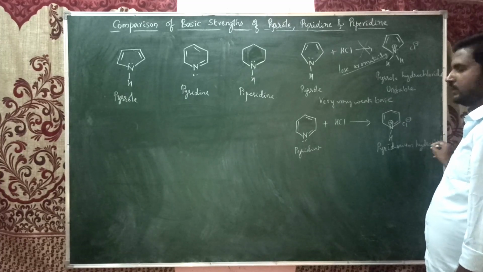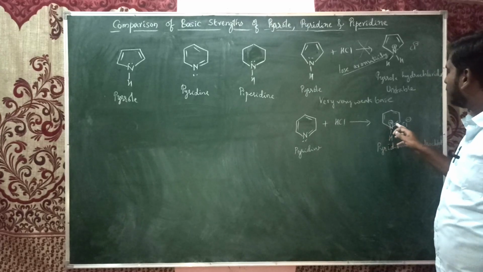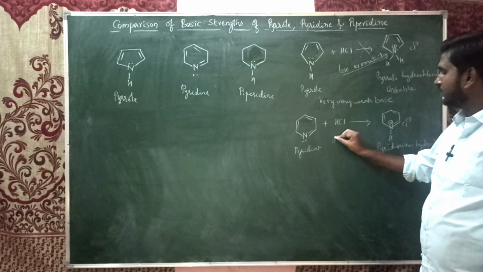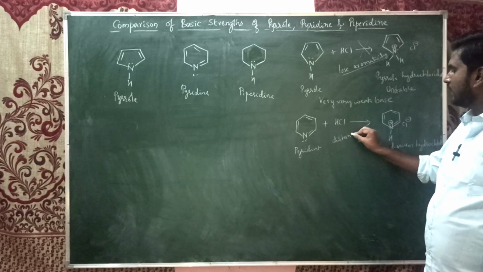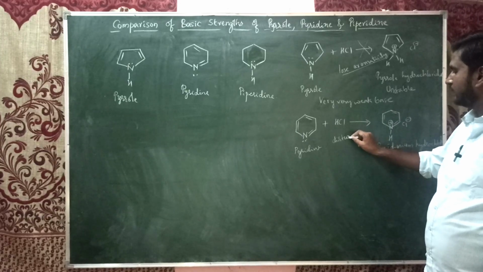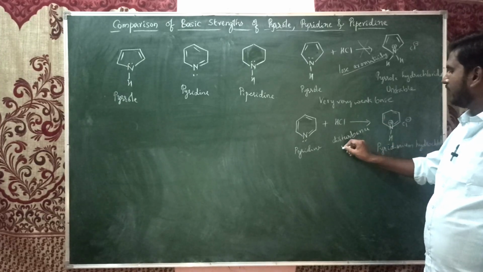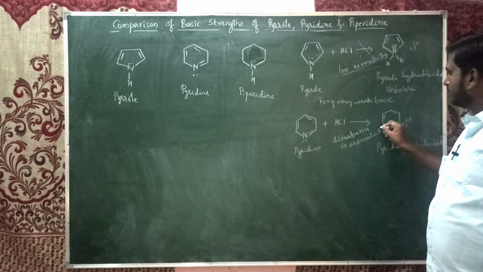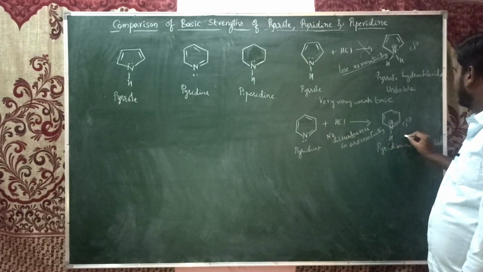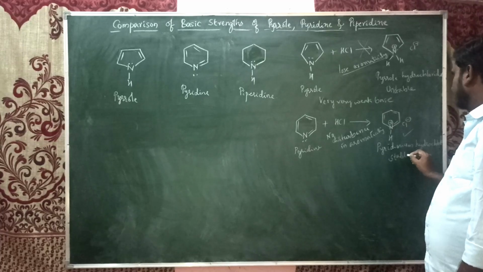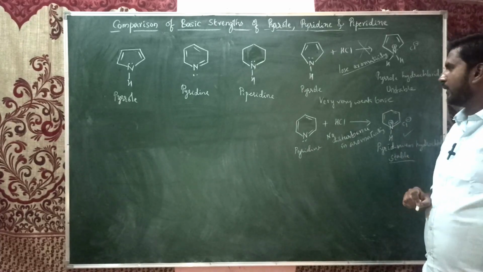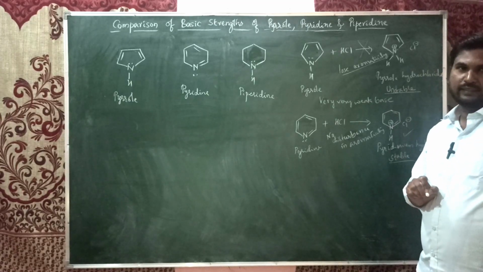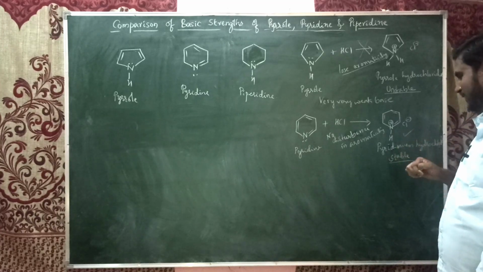Pyridinium hydrochloride is one of the stable salts, because here we do not lose any aromaticity. The aromaticity is retained. There is no disturbance in aromaticity, so it still retains that aromaticity. Hence, this is a stable one compared to pyrrole. Pyrrole gives an unstable salt, but pyridine can give a stable salt.